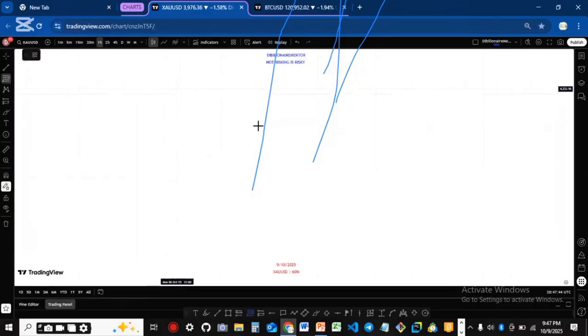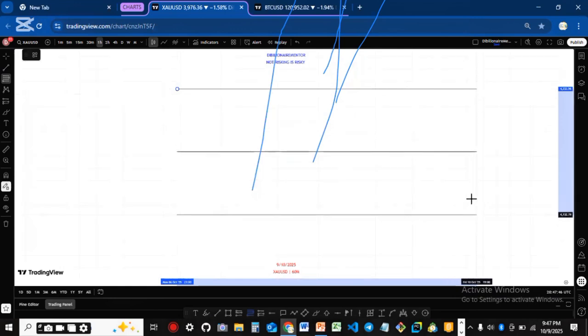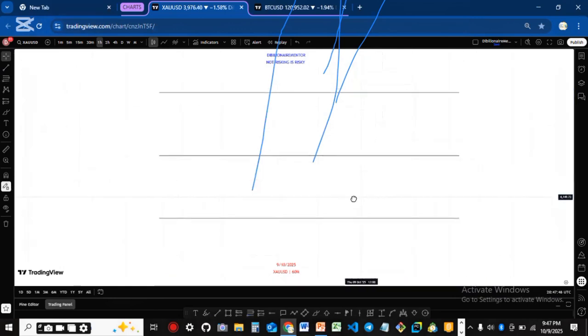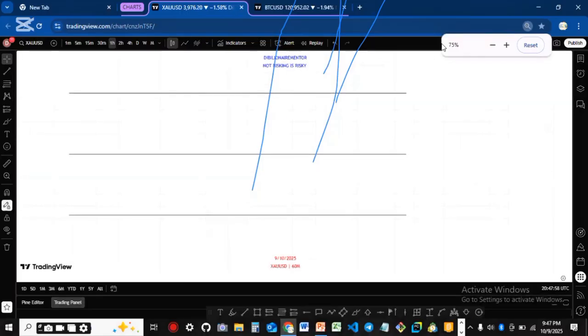Sorry, can you guys see my screen very well? Well, I should increase it a little bit. Yes, you can see my screen very well. All right. Let me make it bigger a little bit.